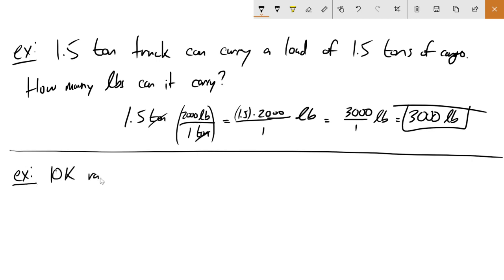So, for example, let's say you're going to do a 10K race, which is 10 kilometers long, and what you'd like to know is how many miles are in 10 kilometers.